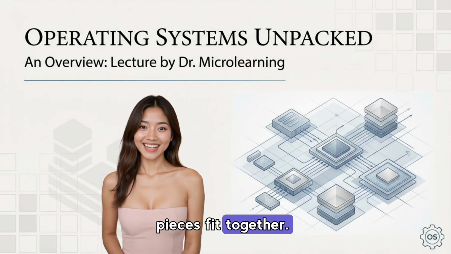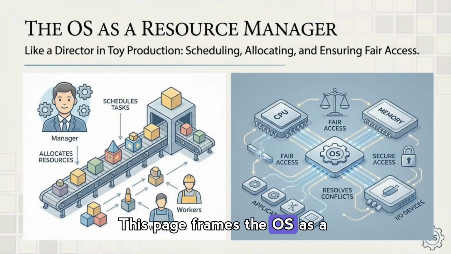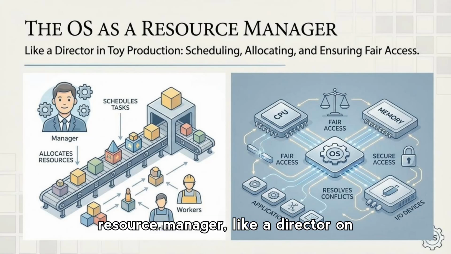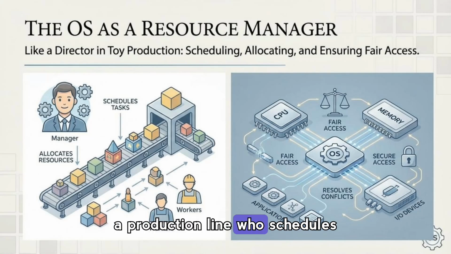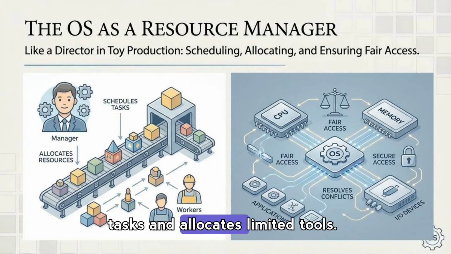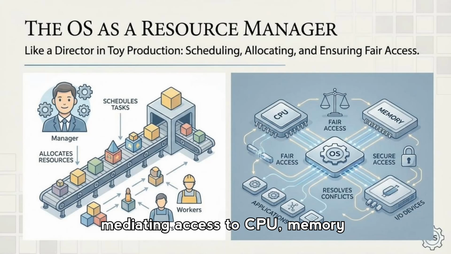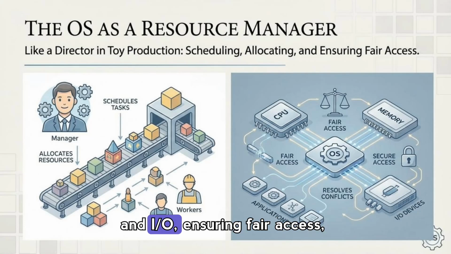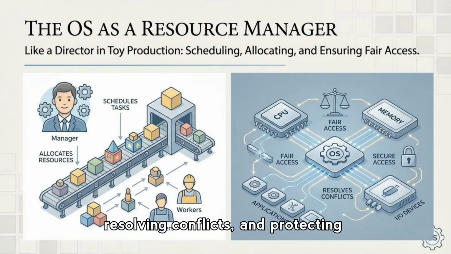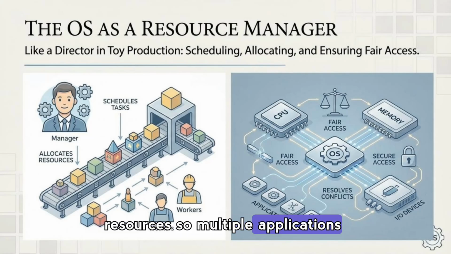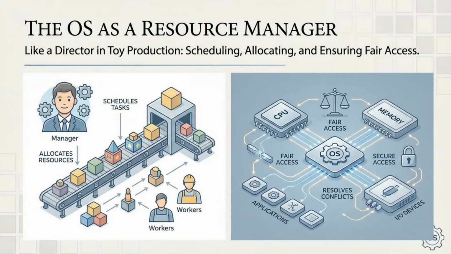the pieces fit together. This page frames the OS as a resource manager, like a director on a production line, who schedules tasks and allocates limited tools. The illustrations show managers assigning work, and the OS mediating access to CPU, memory, and I/O, ensuring fair access, resolving conflicts, and protecting resources so multiple applications can run smoothly without stepping on each other.